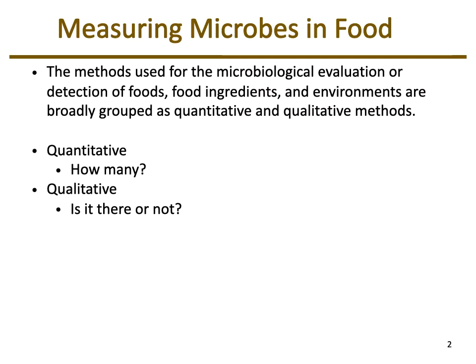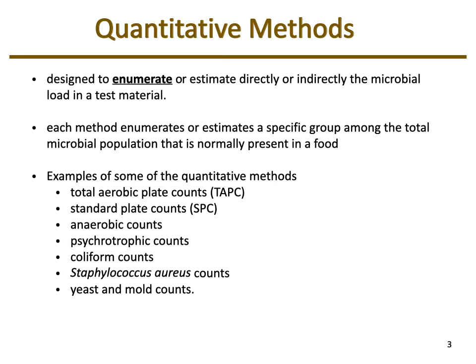We can have quantitative assays, methods, and that's going to ask how many, or we have qualitative, and that's are they there or are they not. So for quantitative methods, they're designed so they can actually enumerate or estimate, either through direct or indirect methods, how much microbes, what is known as the microbial load, is in the tested material, in the sample that is being tested. So with each method, enumeration or estimation of a specific group among the total that's normally present in the food.